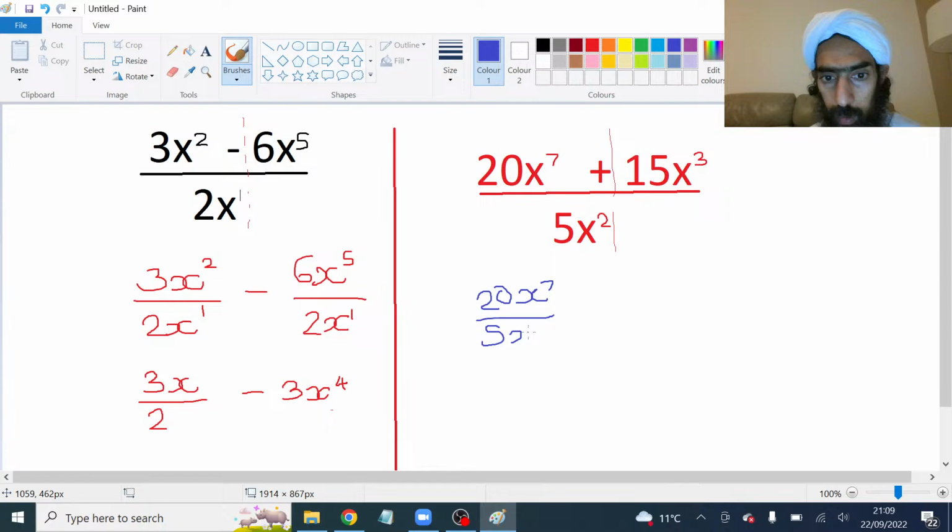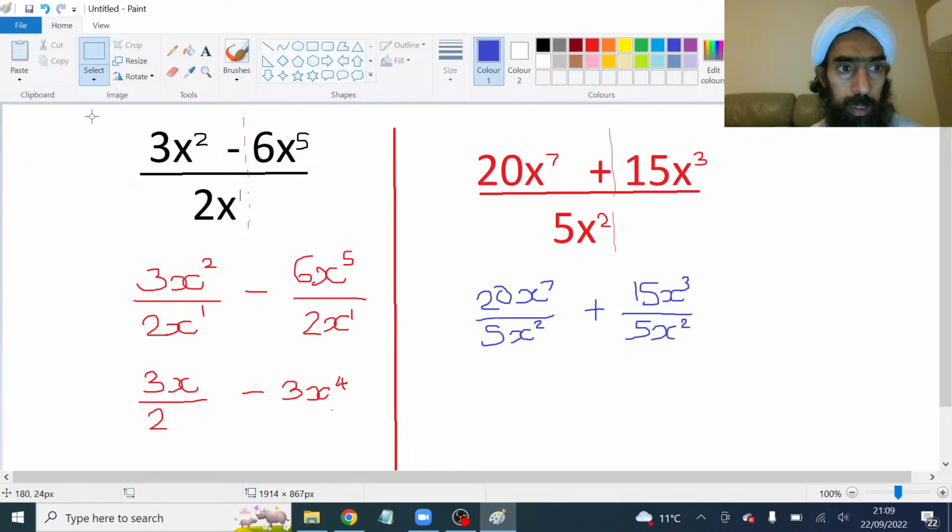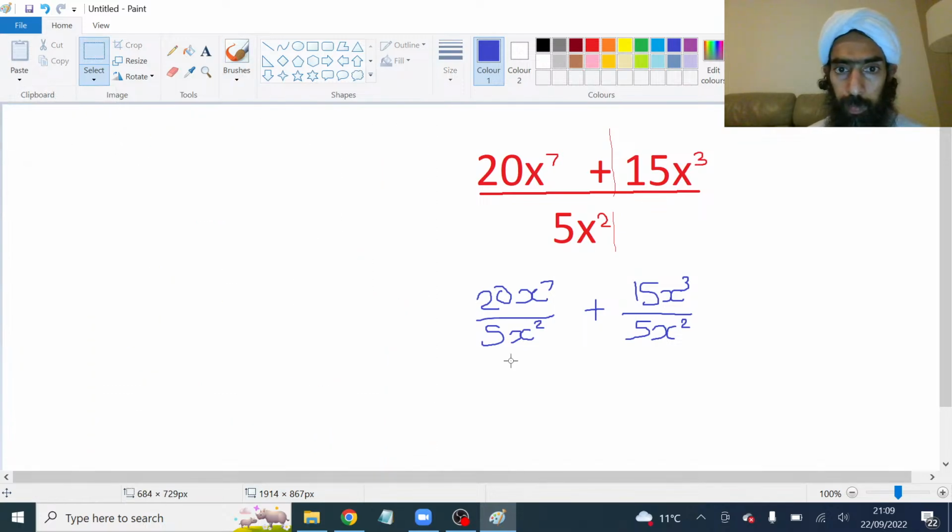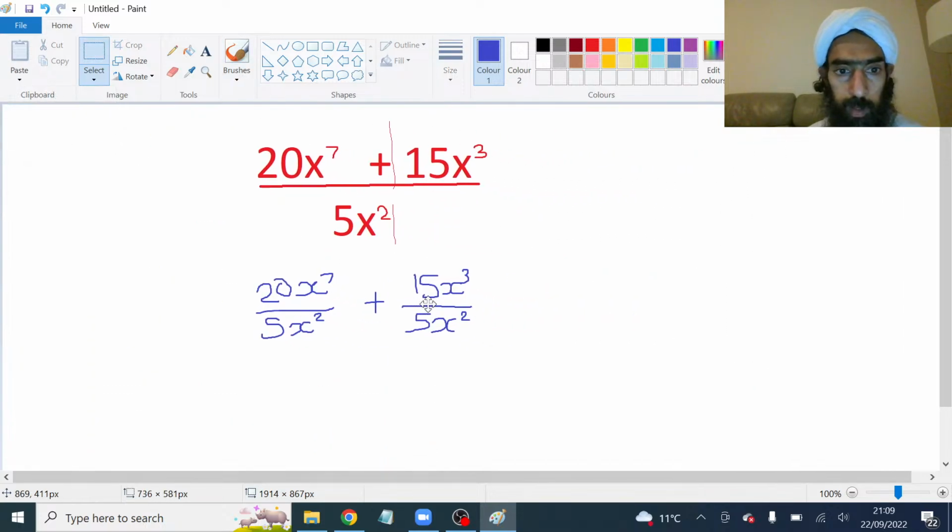So think about this one. Again, use the technique we've used before. In the middle will be a plus. And on the second one, 15x to the power 3, and on the bottom 5x squared. So have a think about this one, really using the same techniques as before. Just going to give a bit more space and focus on this question here.